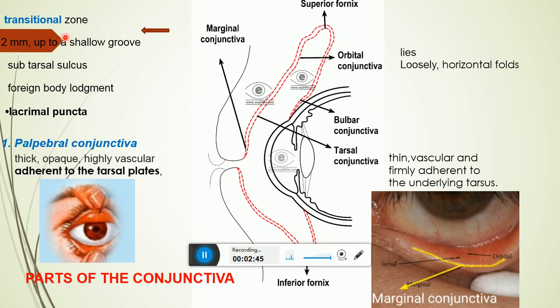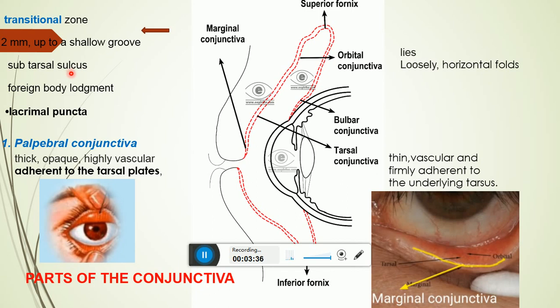Other important structures are the transitional zone, which is 2 mm up to a shallow groove called the subtarsal sulcus. This is the marginal conjunctiva. Marginal conjunctiva is a transitional zone between the skin of the eyelid and the conjunctiva proper. It starts from the intermarginal strips of the eyelid as a continuation of the skin. It is made of stratified epithelium. Marginal conjunctiva continues into the posterior surface of the lid for a short distance of 2 mm up to a shallow groove or fold where it merges with the conjunctiva proper.